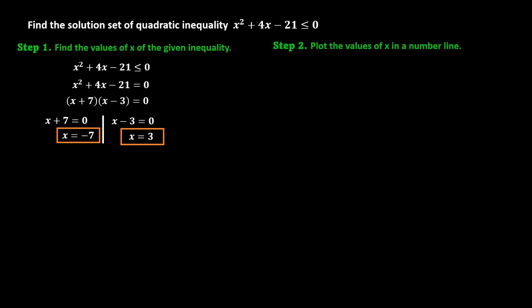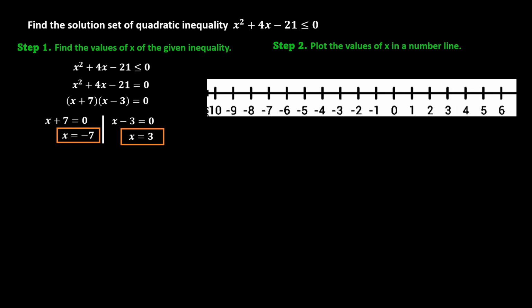We need to draw a number line. On the right side are the positive numbers and on the left side are the negative numbers. There you go. Then, let us plot the values of x that we got earlier, which are negative 7 and positive 3. There it is.